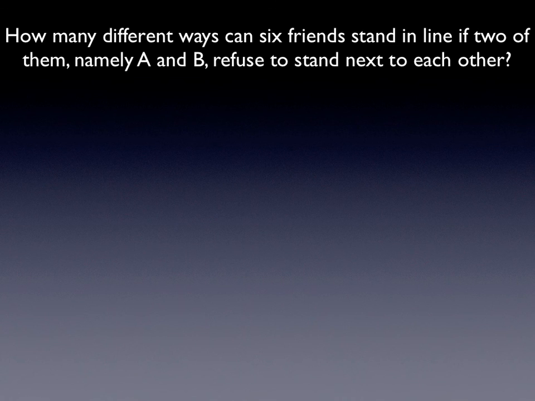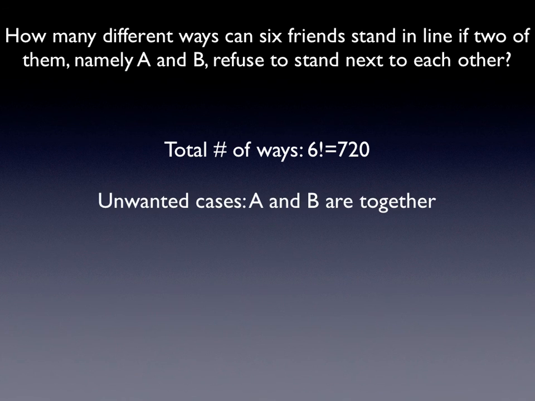Next, how many different ways can 6 friends stand in line if 2 of them, namely A and B, refuse to stand next to each other? Let's solve this one step by step. The first step is to find the total number of ways. We know that the number of ways to arrange n objects in a line is n factorial, which equals n times n minus 1 times n minus 2 down to 1. There's 6 friends, so 6 factorial, 720 ways.